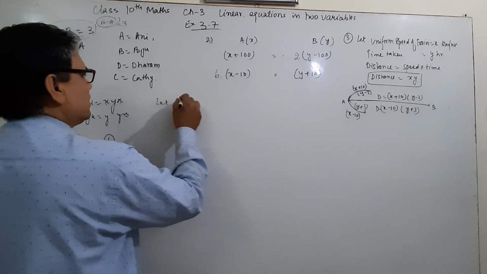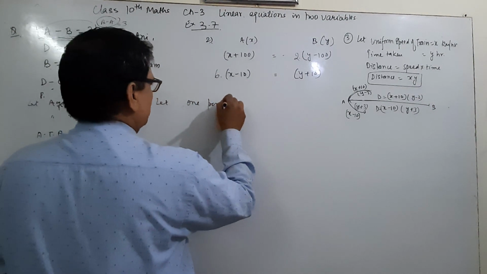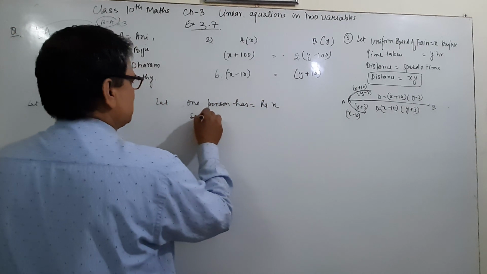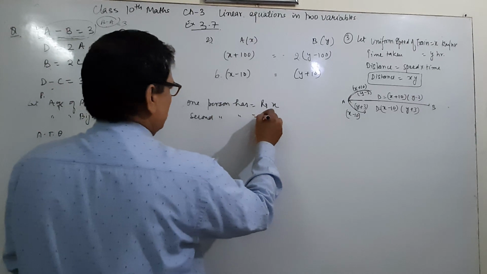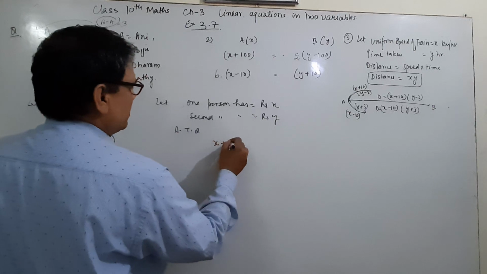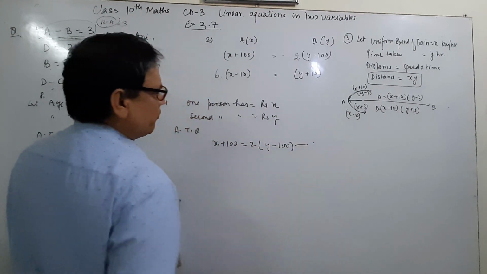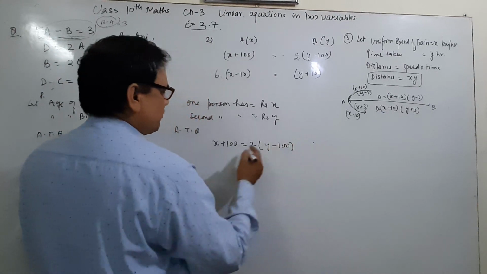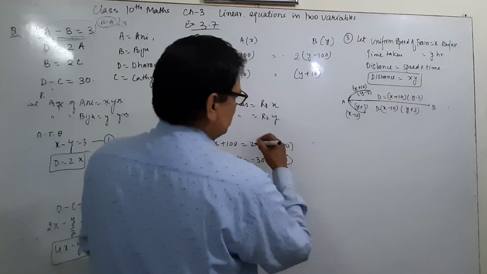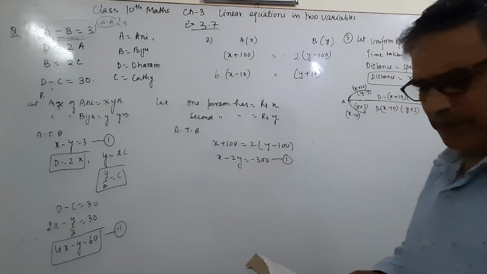Let one person have rupees X and the second person have rupees Y. According to the question, X plus 100 is twice Y minus 100. Open the bracket and form the equation, and this will be X minus 2Y is equal to minus 300. This is equation number first, and you have to solve it yourself to see how this equation is obtained.